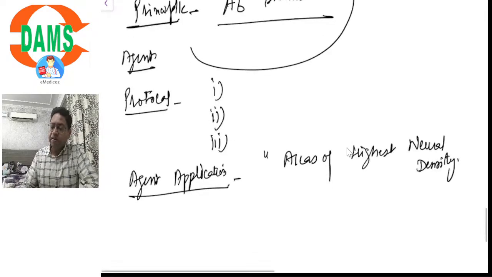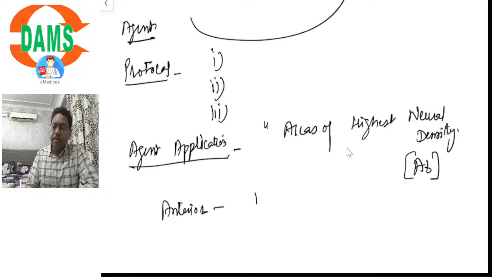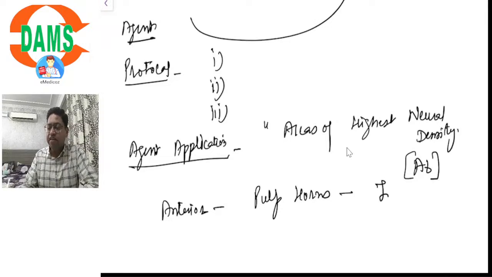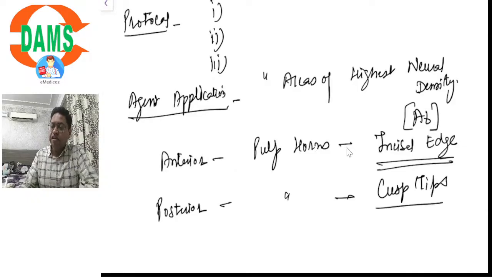Neural density means the A delta nerve fiber density. And from the basics of dental anatomy, you must be knowing that in anterior teeth, the pulp horns at the incisal edge have the highest neural density. Similarly, for posterior teeth, the pulp horns are present below the cusp tips. So these are the two areas where we apply the electric pulp tester: the cusp tips for the posterior teeth and the incisal edges for the anterior teeth.